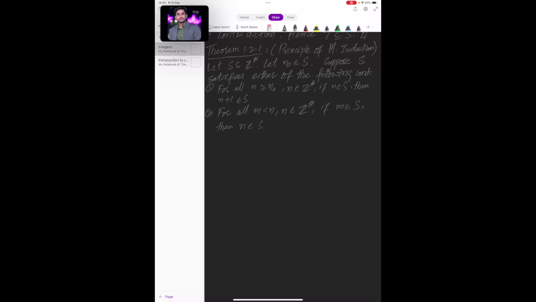And we can write a set of all those n inside the positive integers such that n is greater than or equal to n naught, which is a subset of S, which we have already proved.